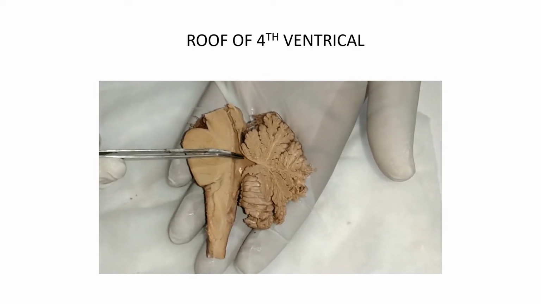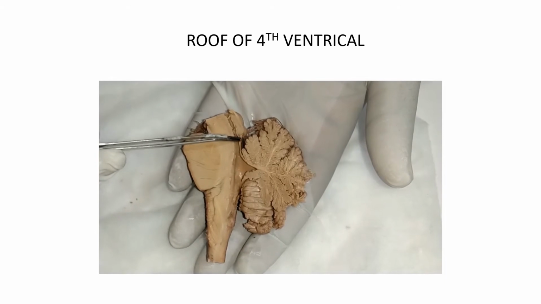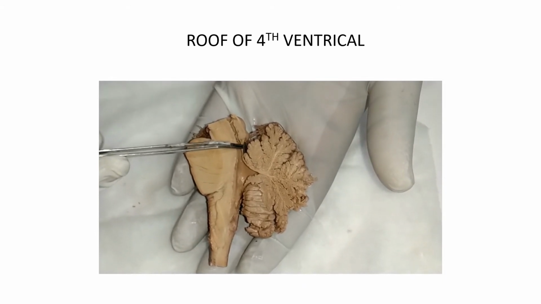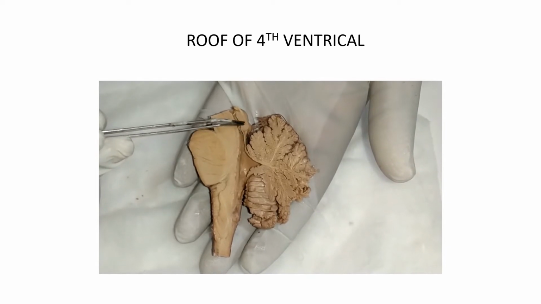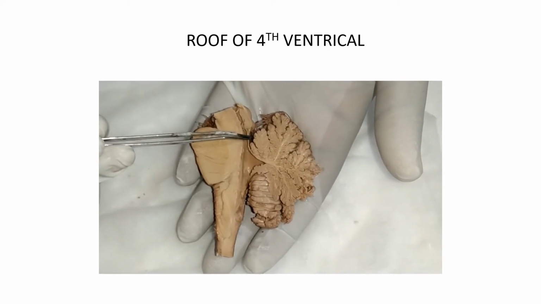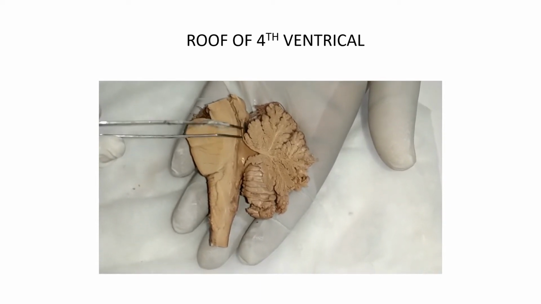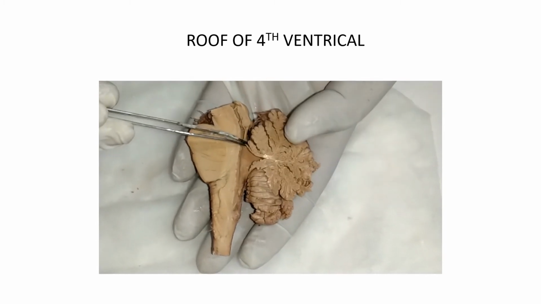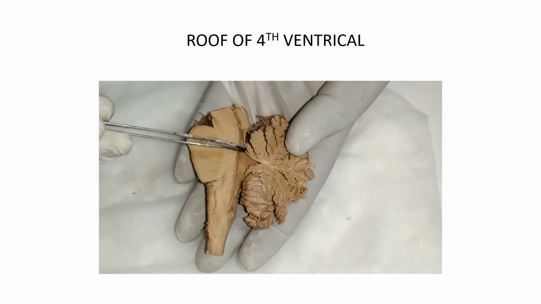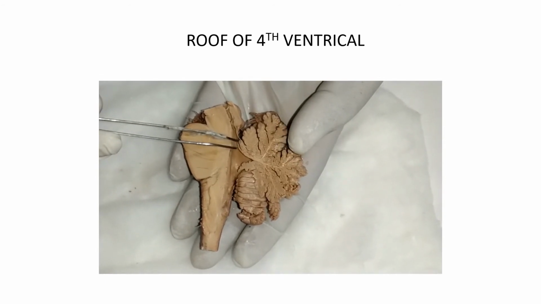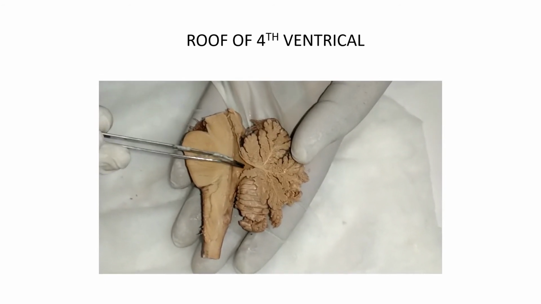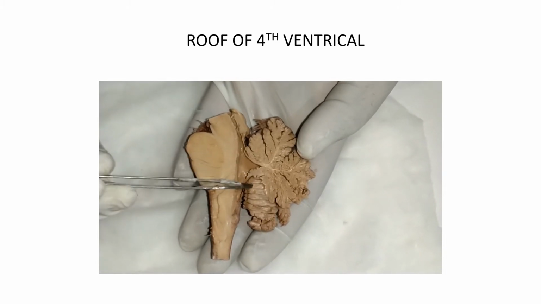Now the upper part of the roof is formed by the medial border of the superior cerebellar peduncle, connected with a thin sheet. Here you can see the thin sheet. This is a thin sheet of white matter that is called the superior medullary velum.